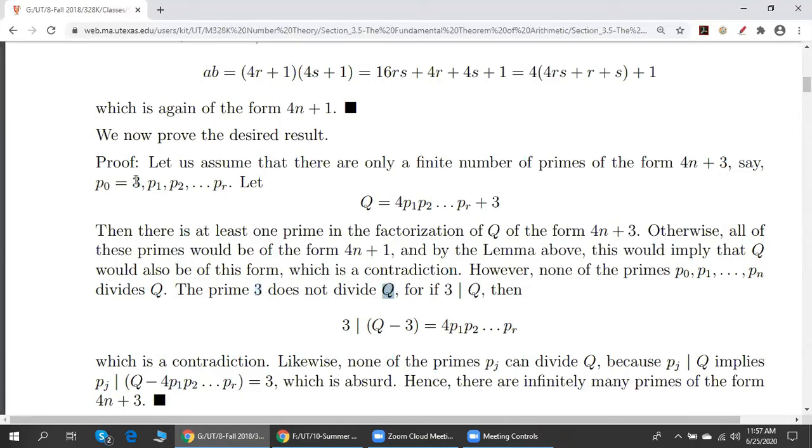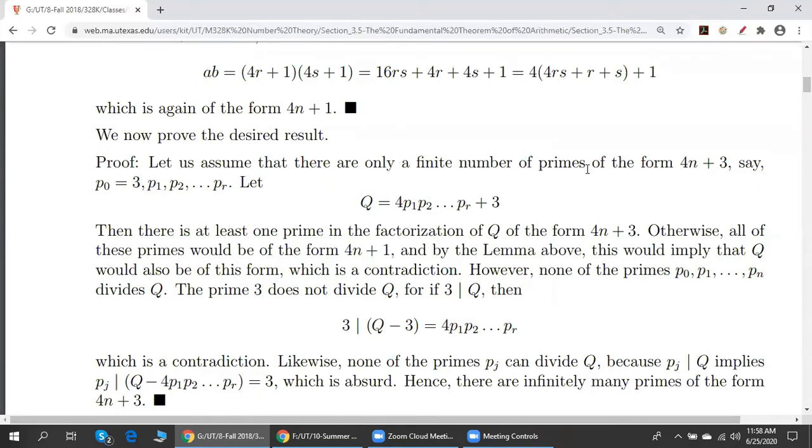If q is divisible by one of these numbers, we get a contradiction. So if we assume that there are only a finite number of primes, we get a contradiction. Folks, we are done with this example.